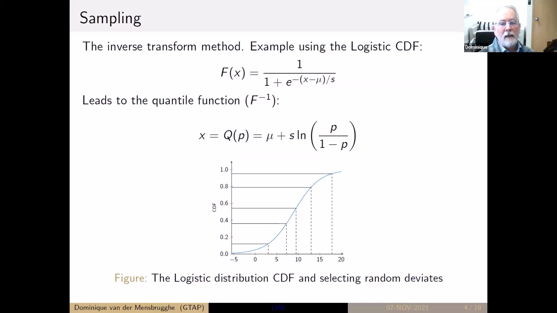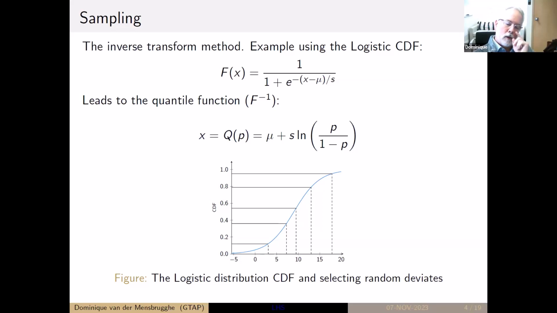So here we have the example of the logistic CDF. It's the top equation, all right? And you can invert that quite readily in terms of the probability distribution, so that the quantile function is that simple second equation, mu plus s times the log of the probability over 1 minus the probability.